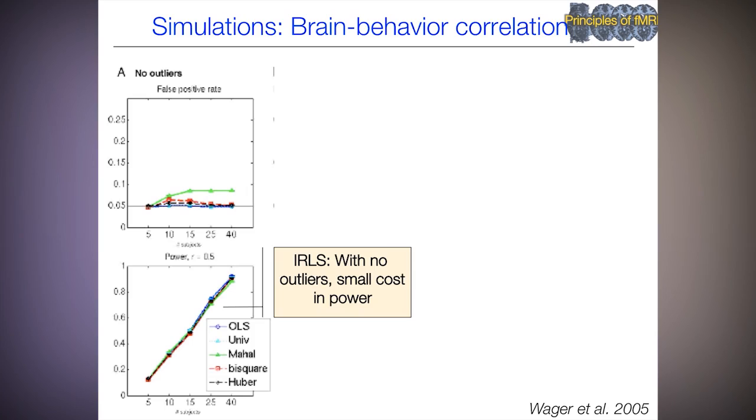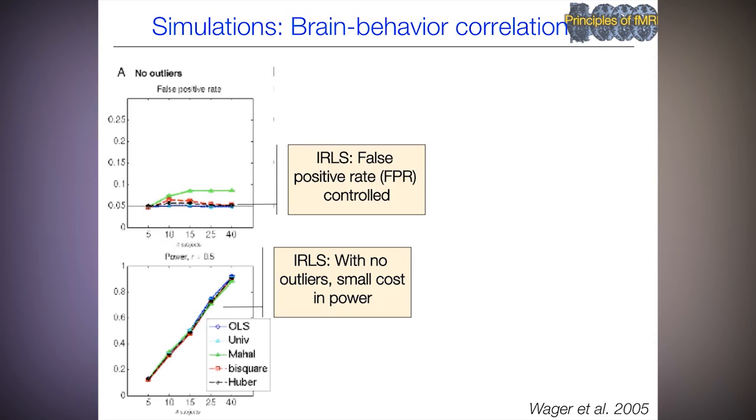So let's look at the power curve first. The IRLS solution with no outliers has a very small cost in power. The line is below the other lines, but there's a very small cost. And what we're comparing it to here is, in blue, the ordinary least squares solution. In the light blue line, univariate outlier dropping. The green line, multivariate outlier removal with Mahalanobis distance. The red line and black line are both robust regression, IRLS algorithms with different weighting functions, the bi-square and the Huber weighting functions. So what we see is a very small cost in power, but not really much of a problem.